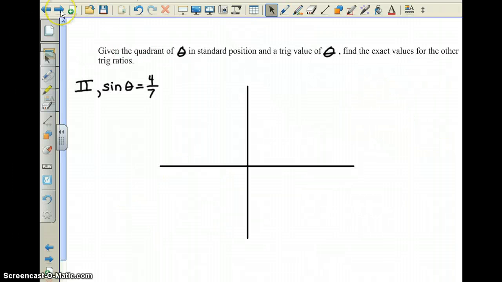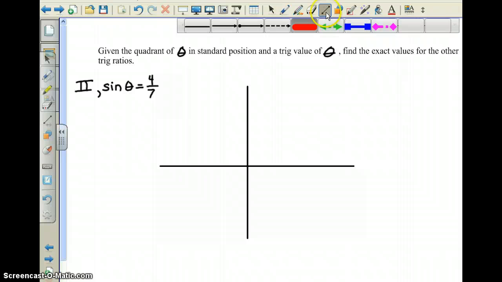So let's try this out on another problem. This one, the directions are a little bit different. Given the quadrant of theta in standard position and a trig value of theta, find the exact values for the other trig ratios. So here's our initial side, and then our terminal side is going to be in quadrant 2. So I'm going to rotate to quadrant 2. Label our reference angle between the terminal side and the x-axis.